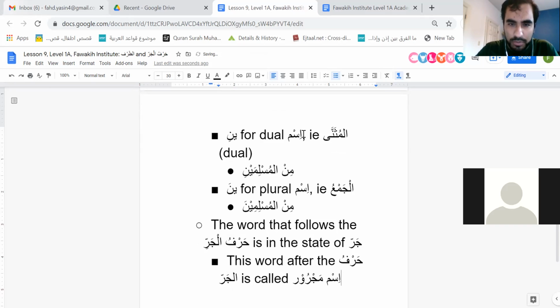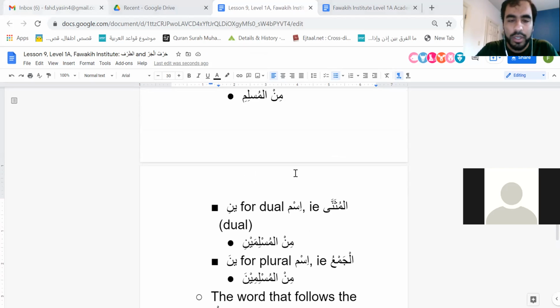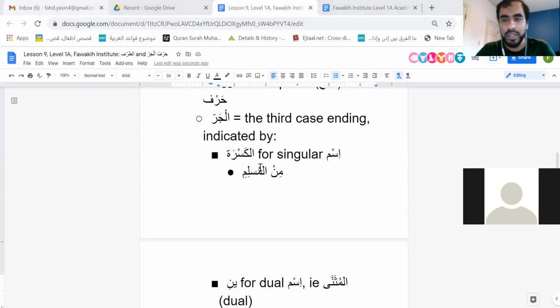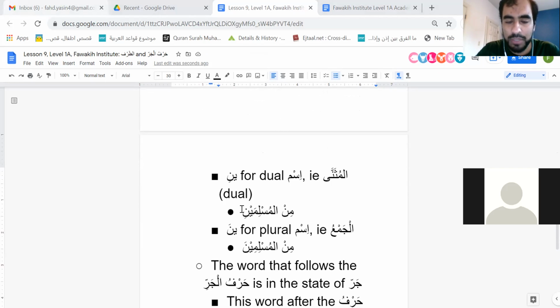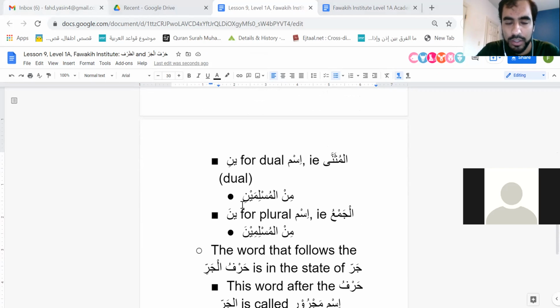Okay, let me see someone repeat the ending again. Oh, sure, I can repeat the ending again. All right, so the kasra is for singular ism, min al muslimi. Aini is for dual, anything dual. So min al muslimaini, min al mu'minaini, min al qalamaini, min al kitabaini. And remember that the noon has a kasra. The last letter doesn't always have to be a meem. In this case, it's a meem, but the last root letter will be with a fatha.